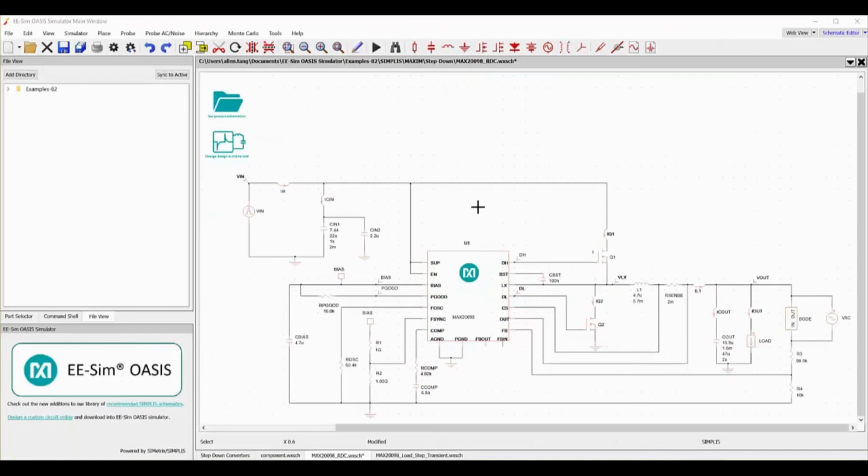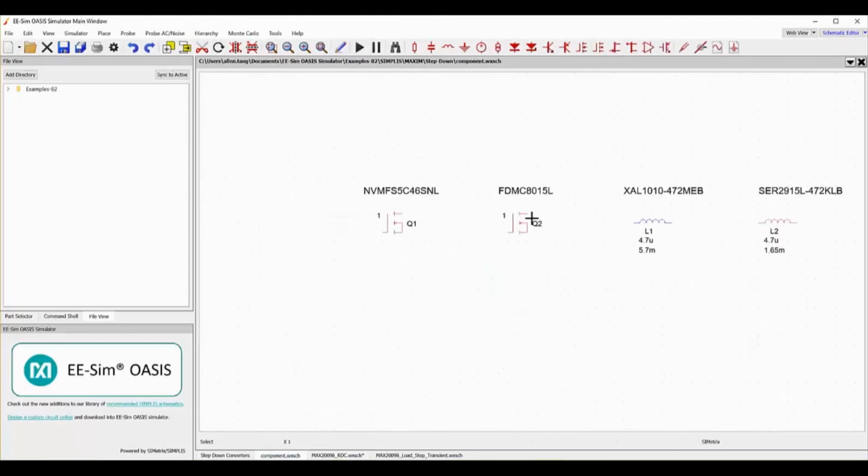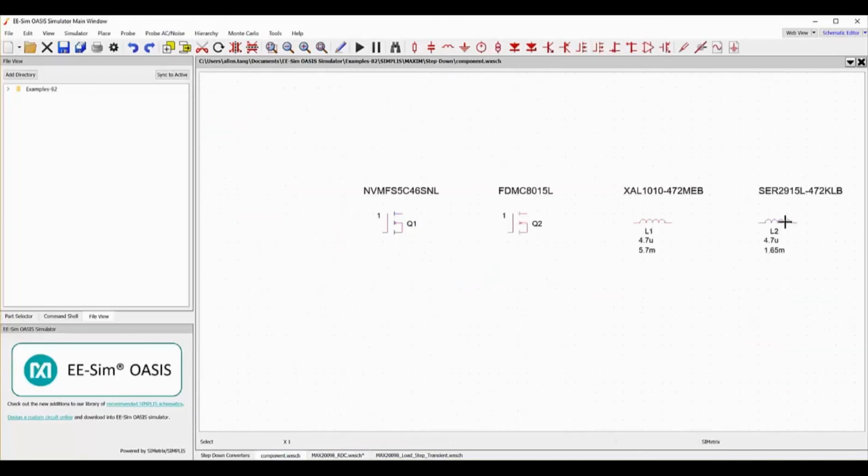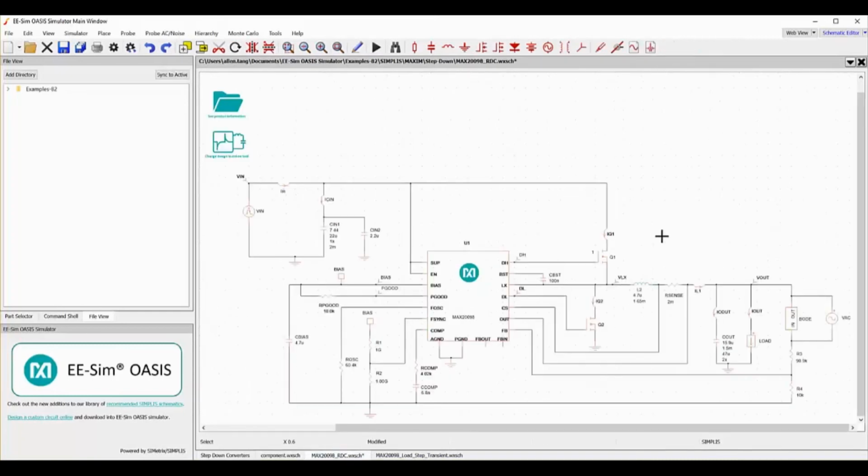Back to our model. Now I'll replace my FET and inductor. First, the FET: I'm going to grab the new FET and replace it. Now I'm going to replace my inductor: delete it, copy the new one, go back and replace it. And now I will simulate again.